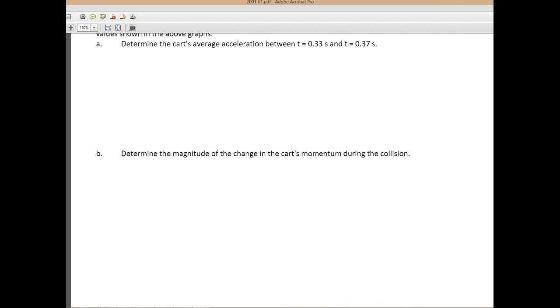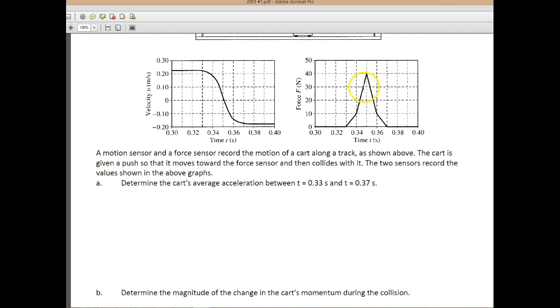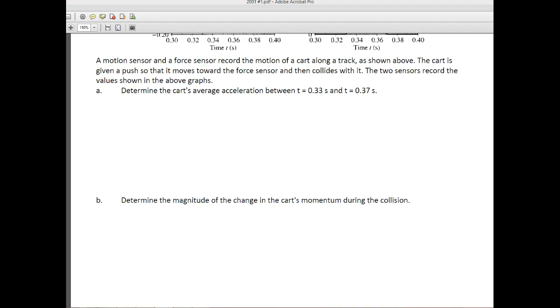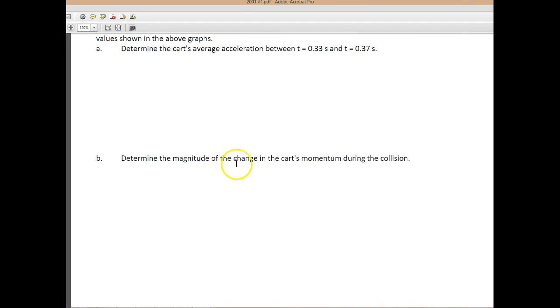For the next part, for letter B, it says determine the magnitude of the change of the cart's momentum during the collision. So all we've got to do here really is just find the area under this graph. It's pretty simple to do. You could really do a little triangle here, a little triangle here. You could do the square, so I'm going to just separate all these. Little triangle, little triangle. You could do the rectangle here, and then each one of the right triangles here. If you add all of those together, you should end up with the area under the curve.